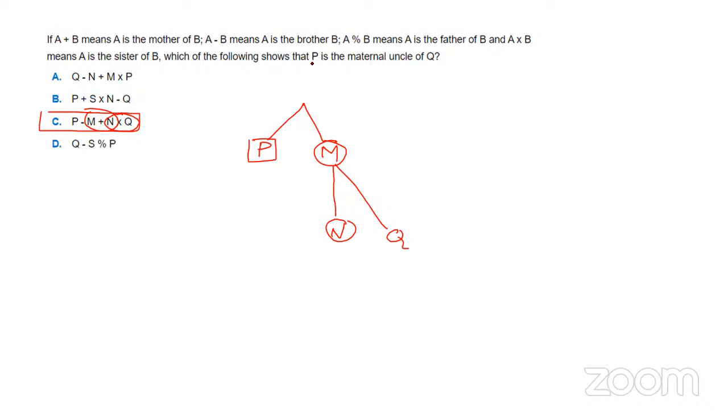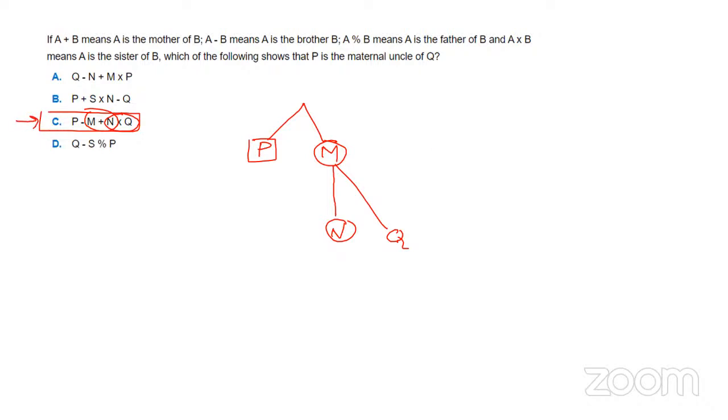So the statement here is: is P the maternal uncle of Q? It's clearly a maternal uncle. Doesn't matter whether Q is male or female, P will be the uncle. Q's mother's brother is P. That means P is the maternal uncle. That means option C would be the right answer.